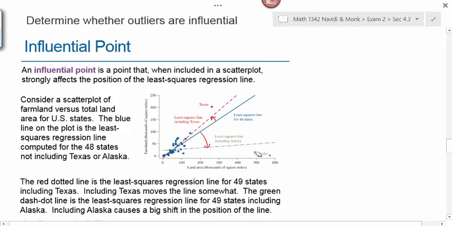If you have these points that are considered outliers and may be influential, if you're doing your own research and writing up your research, you need to report the data and give the regression line both with and without that influential point.